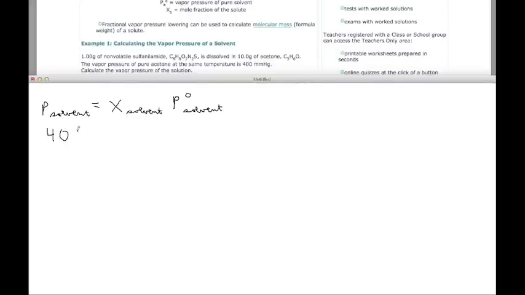And we have to figure out X solvent, which is the moles of solvent over moles of solute plus moles of solvent. So if we have 10 grams of acetone, and that's 12 times 3 is 36, plus 6, plus 16. Divide that by 58 grams of acetone for 1 mole. And that is equal to 0.17 moles acetone.